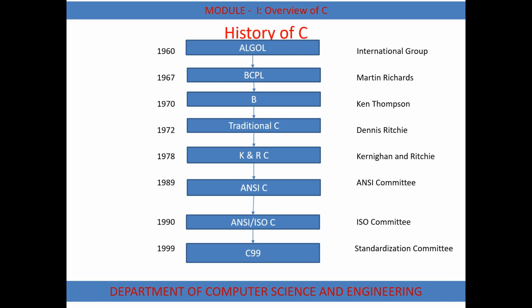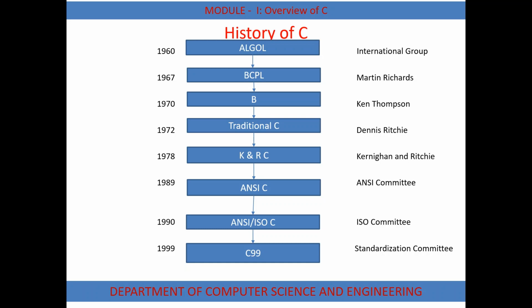In 1967, a new computer programming language was announced as BCPL, Basic Combined Programming Language. BCPL was designed and developed by Martin Richards, especially for writing system software. In 1970, a new programming language called B was introduced by Ken Thompson, which contained multiple features of BCPL.